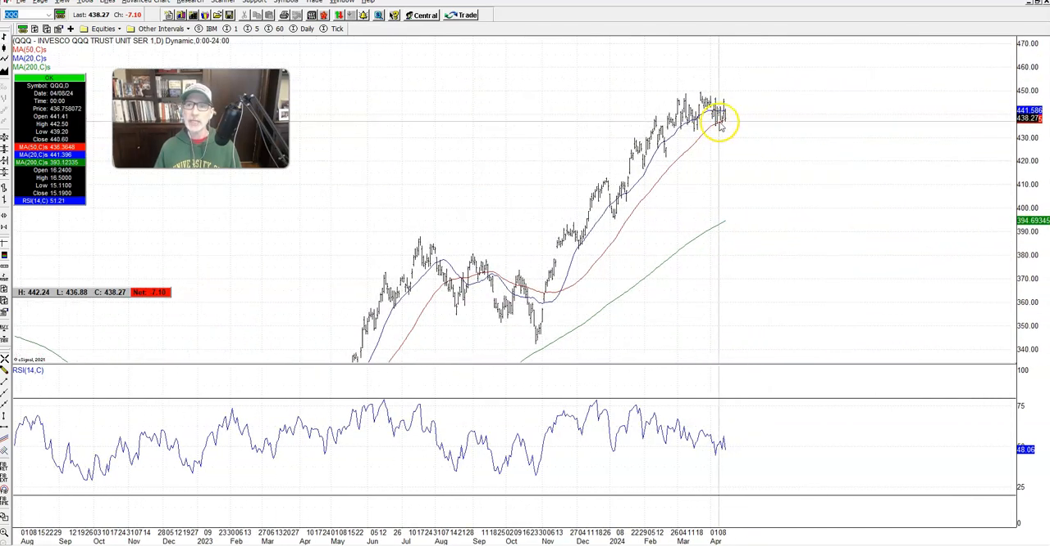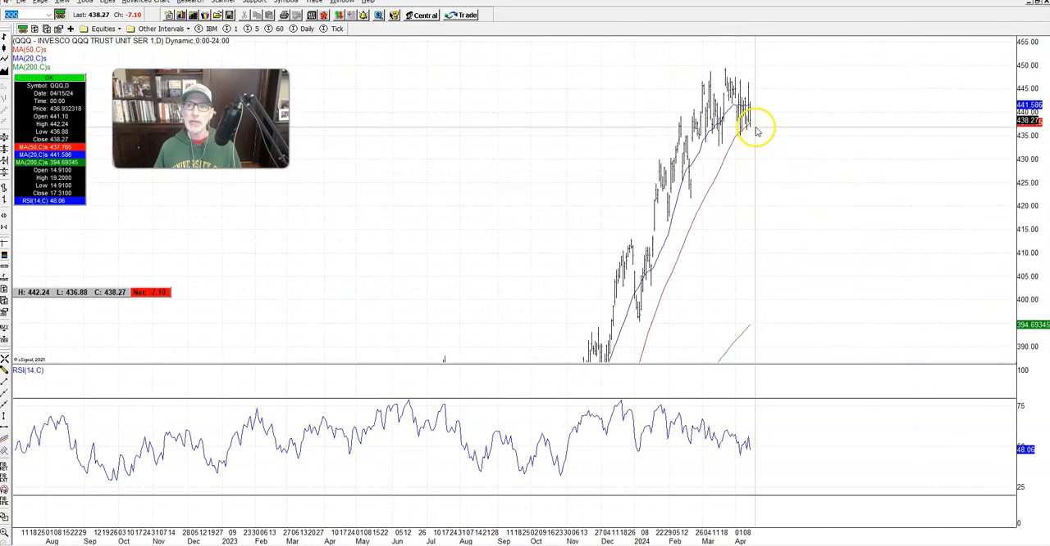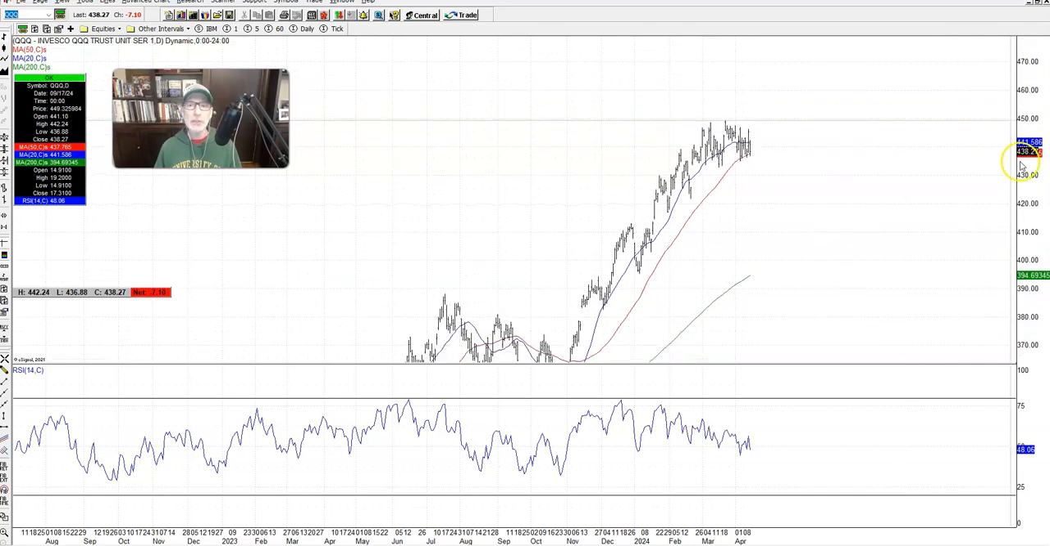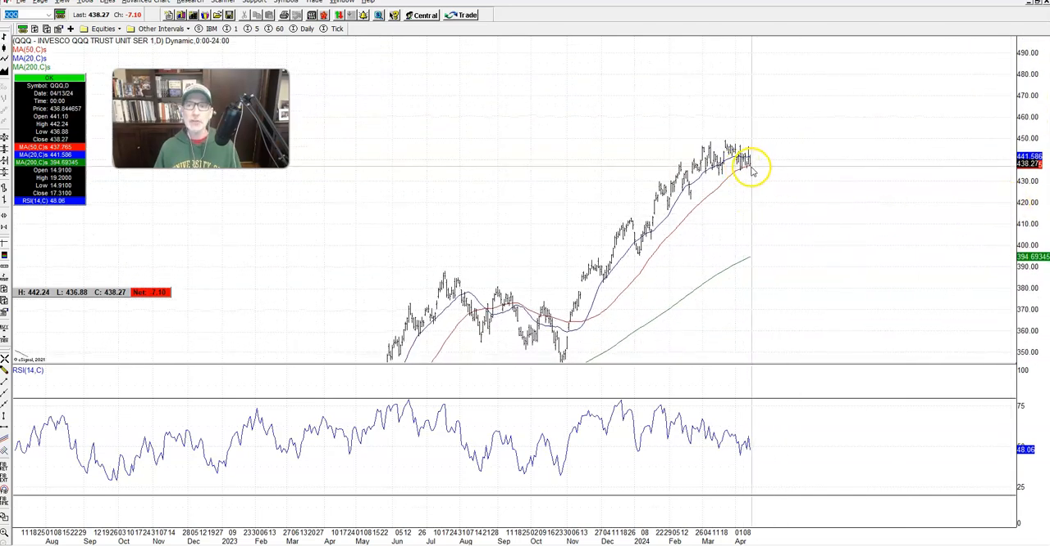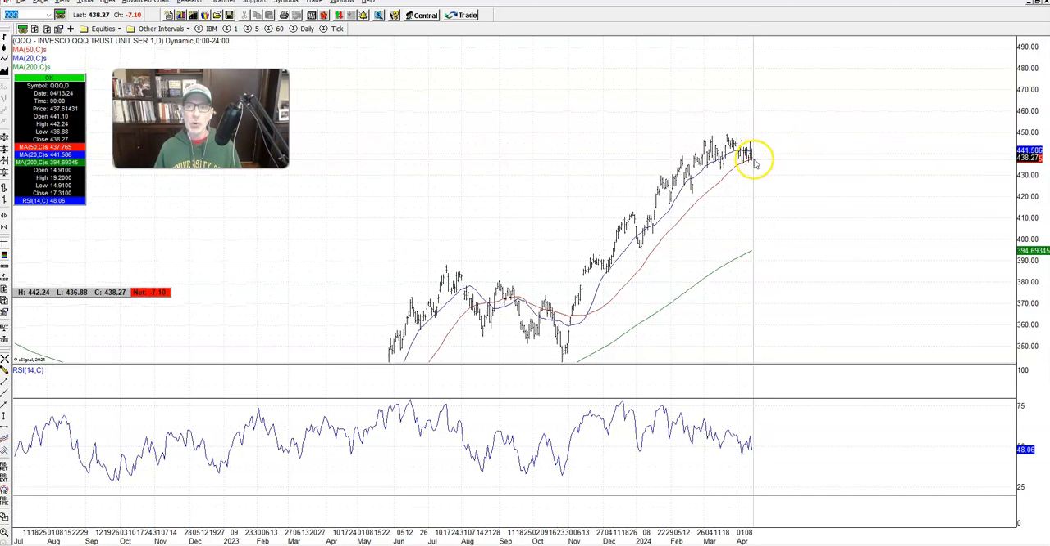Look at these days when it bounced right off the 50-day moving average. This is not a coincidence, people. This happens all the time. So here's the 50-day moving average right here. And you can see 1, 2, 3 days where it bounced right off the 50-day moving average. So once again, like the S&P 500, we want to see if some buying comes in the next couple of days, early next week. And if it does, that should be the catalyst to start moving it to more all-time new highs on the NASDAQ.